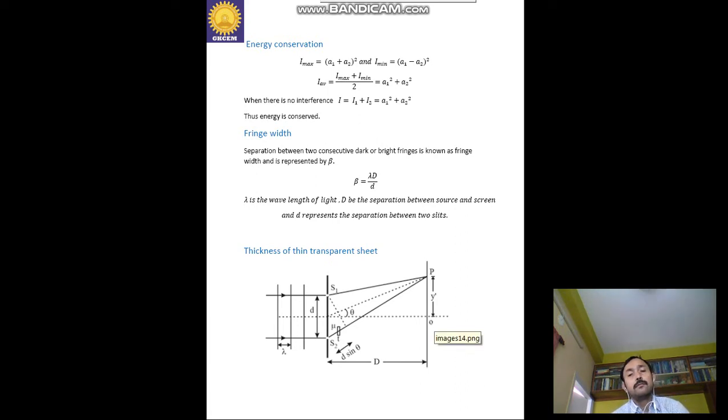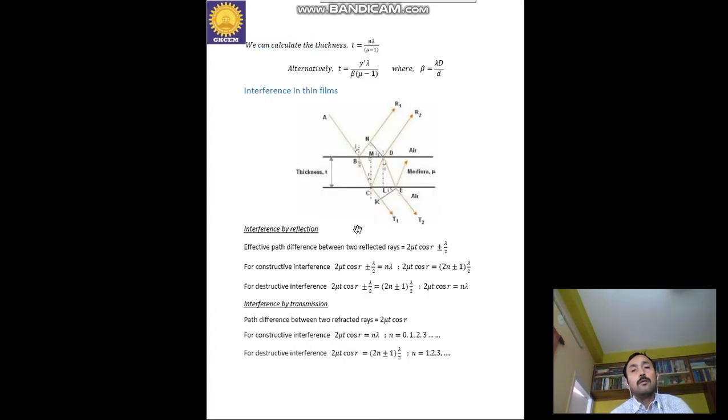Now, from the concept of the velocity of light, we can find out the thickness. After the calculations, the thickness becomes T equals n lambda by (mu minus 1). This n lambda comes from the condition for the bright fringe. Alternatively, we can write T equals y dash lambda by beta (mu minus 1), where beta equals lambda D by d is the fringe width.